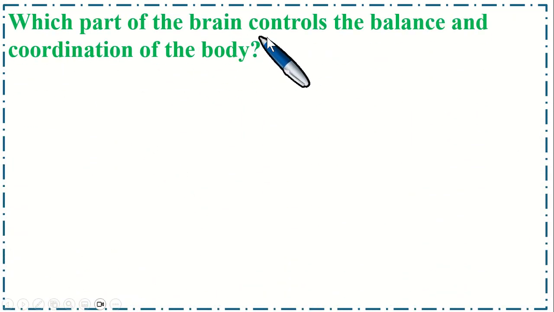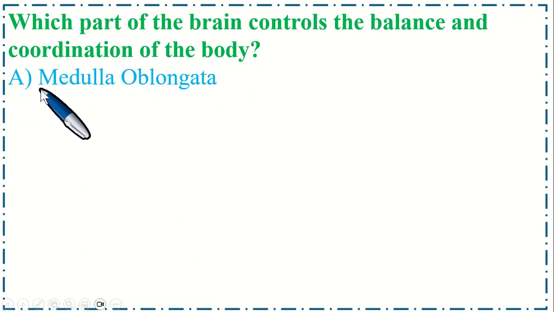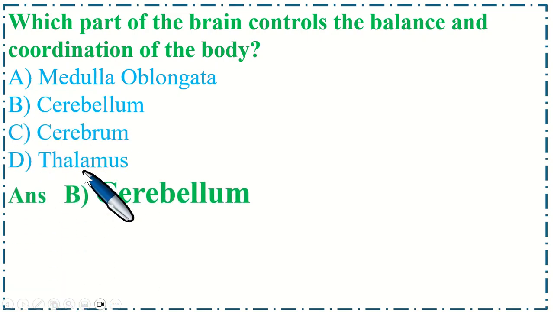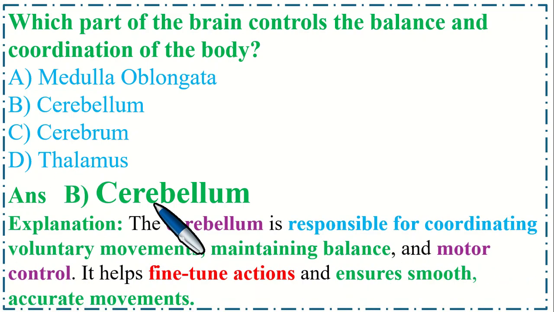Which part of the brain control the balance and coordination of the human body? Option A medulla oblongata, B cerebellum, C cerebrum, and option D thalamus. So the correct option is B cerebellum. Explanation is the cerebellum is responsible for coordinating voluntary movement, maintaining balance, and motor control. It helps fine-tune action and ensure smooth, accurate movements.